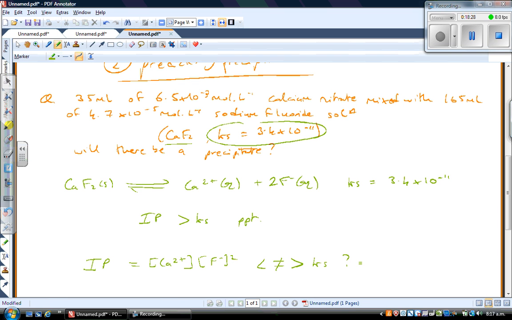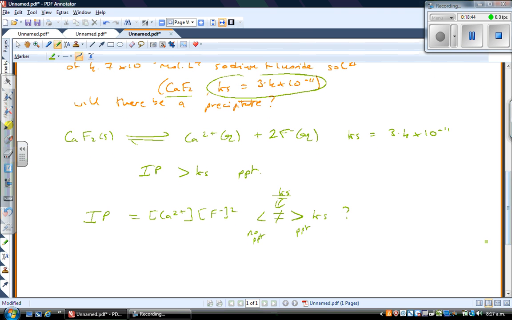That's the question. So if it was less than the Ks, we'll get no precipitation. If it's equal to the Ks, then it is the Ks. And if it's greater than the Ks, then you get precipitation. So that's what we need to do. The start of these questions is always to write an IP expression or ionic product expression. In order to work out a value for IP, we need to know the concentration of calcium ions and the concentration of fluoride ions.